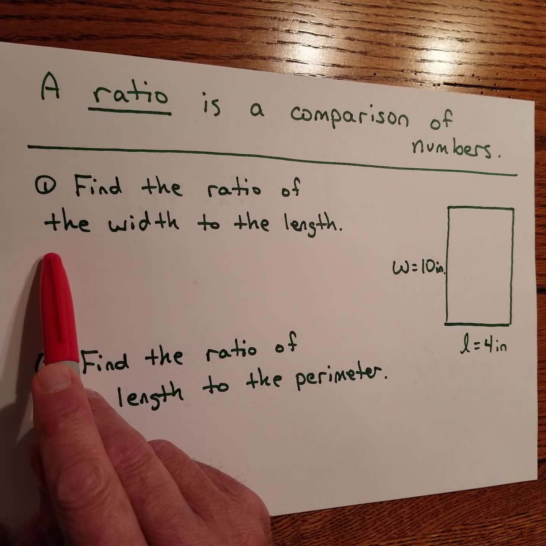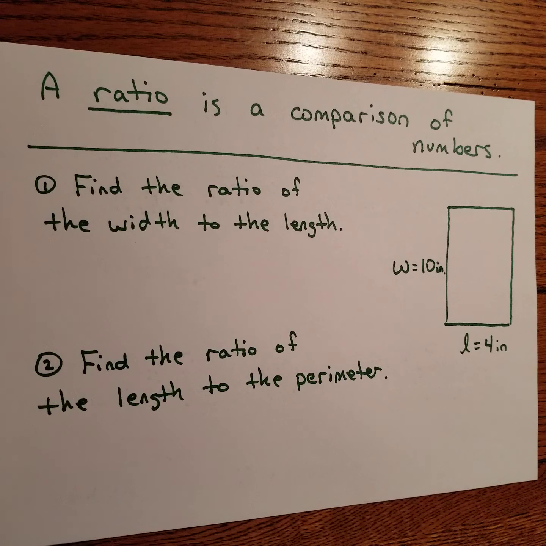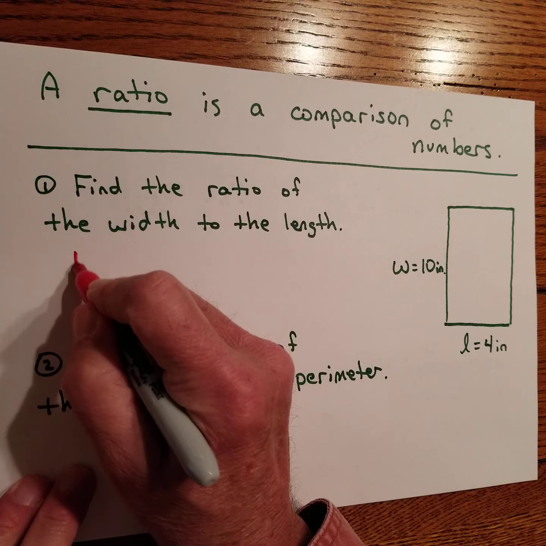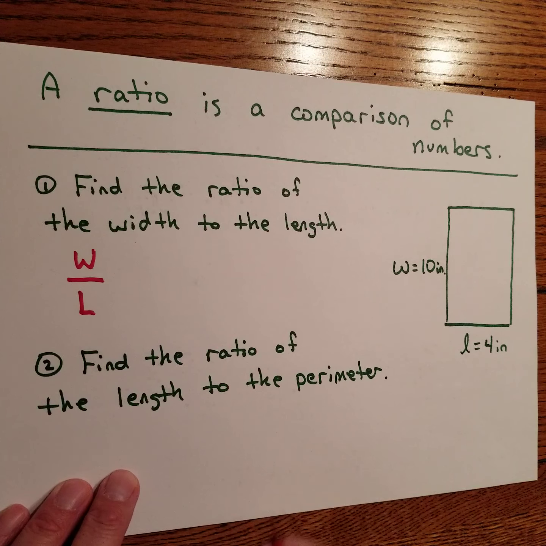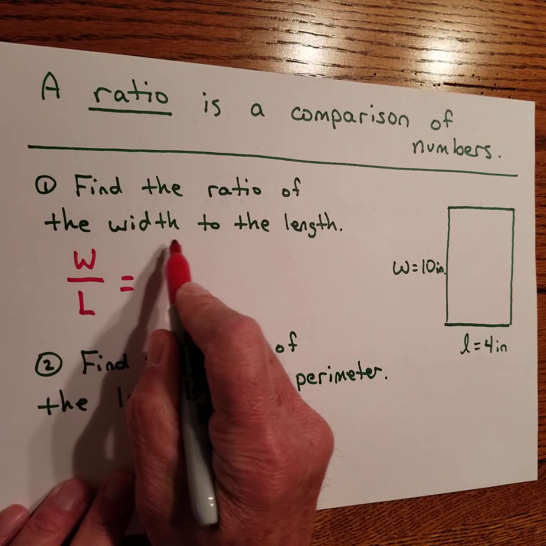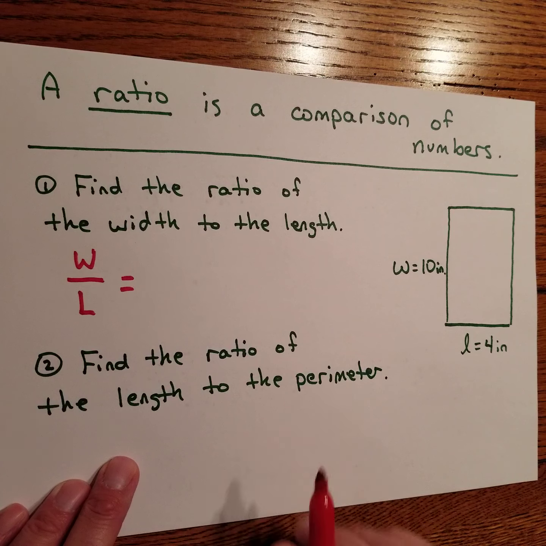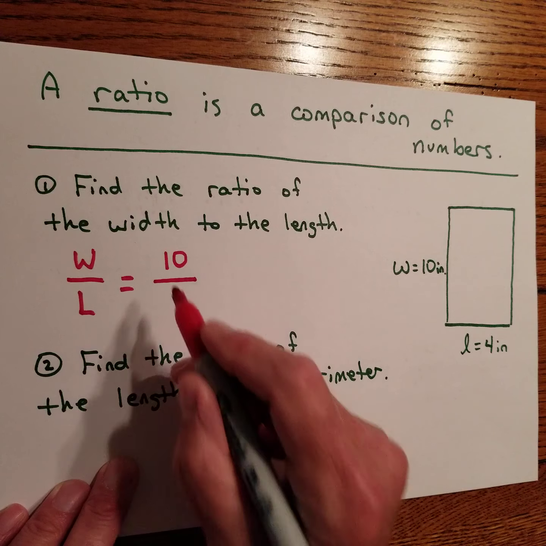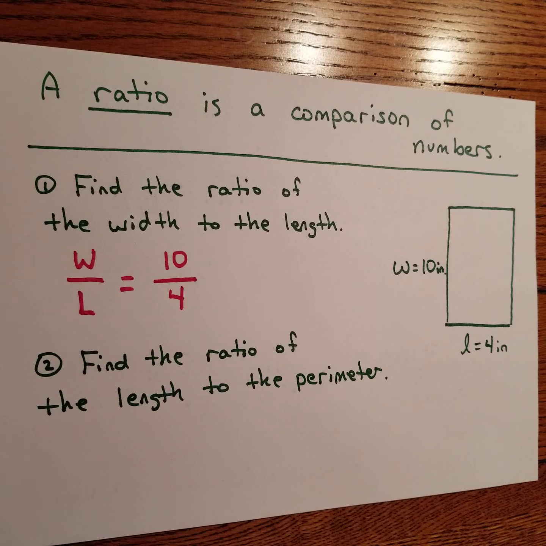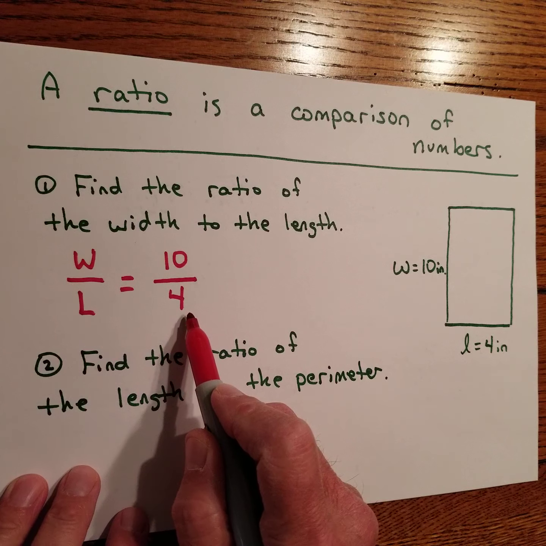All that means is compare. Ratio is a comparison. Compare width to length. Now we'll compare the width to the length in the form of a fraction. Since the problem has the word width first and length last, width goes in the top, length goes in the bottom. The width is 10 inches. The length is 4 inches. That's a perfectly good ratio. 10 inches in the width compared to 4 inches in the length.